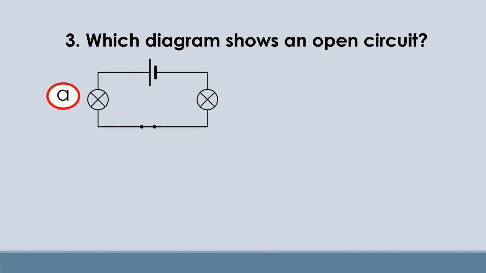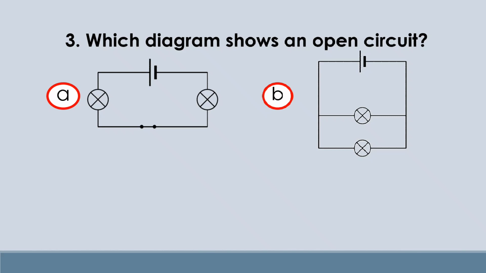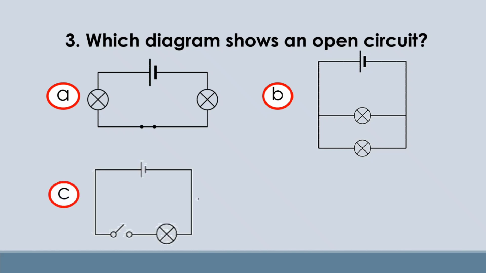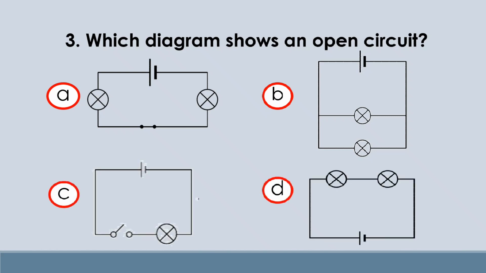Letter A, letter B, letter C, or letter D? Which of these diagrams shows an open circuit? When we say open circuit, it means the light bulb will not light up, for example, if that's our load. If you're ready now, you have to choose the correct answer, and let's go now to number 4.